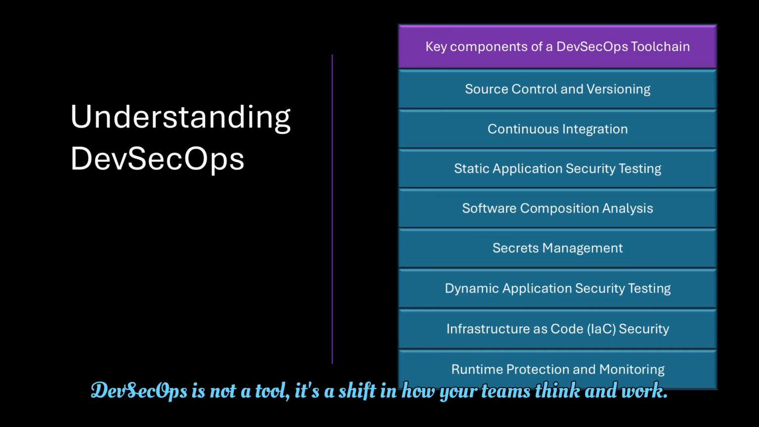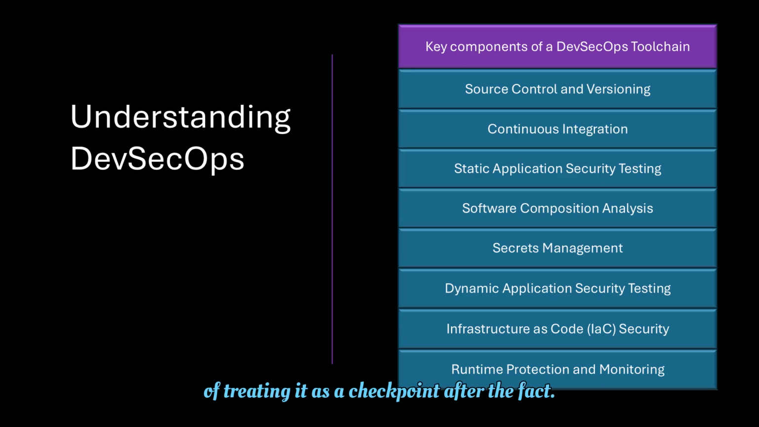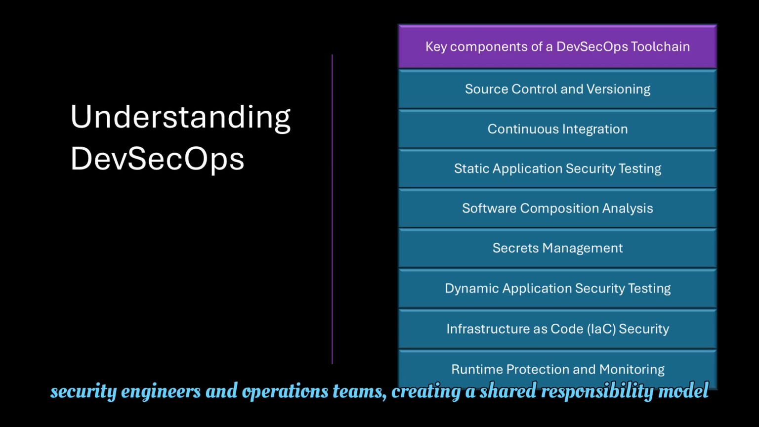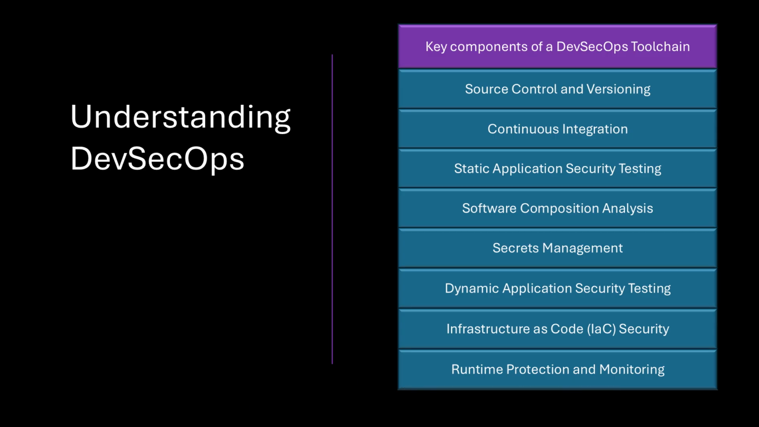DevSecOps is not a tool. It's a shift in how your teams think and work. It's about moving security left, embedding it into development activities, instead of treating it as a checkpoint after the fact. As a leader, you must foster collaboration between developers, security engineers, and operations teams, creating a shared responsibility model where security is everyone's job, not just the security team's.